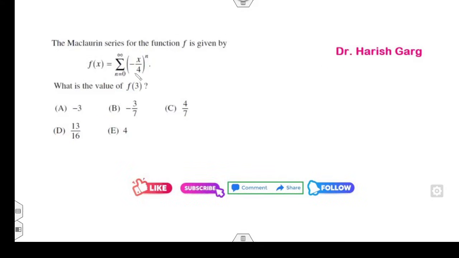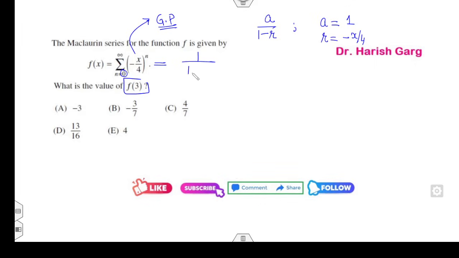Now you can see the Maclaurin series, the value of the F3. How can you find the F3? Clearly look that this is the GP series. Then what is the sum of the GP series? A over 1 minus R. In this case, what is the A? It starts from the 0, A will be 1. Common ratio will be minus x over 4. So A over 1 minus R. Now your target is to find the F3. This is 1 over, fine. So 4 over 7 is the right answer of the problem.